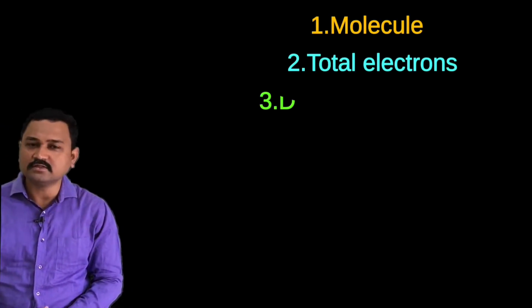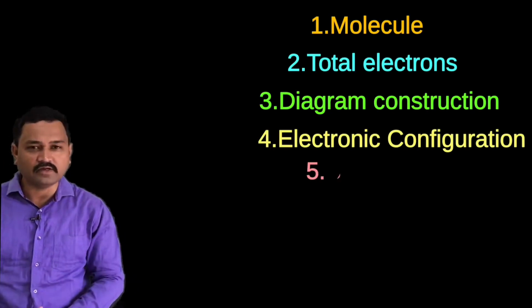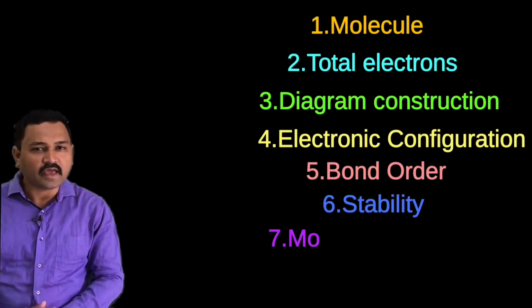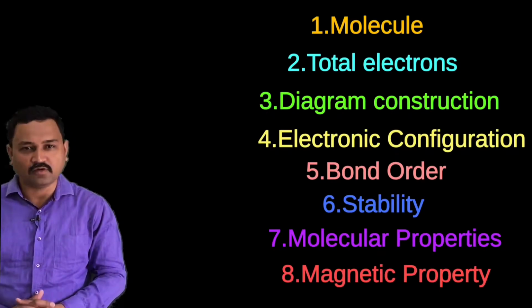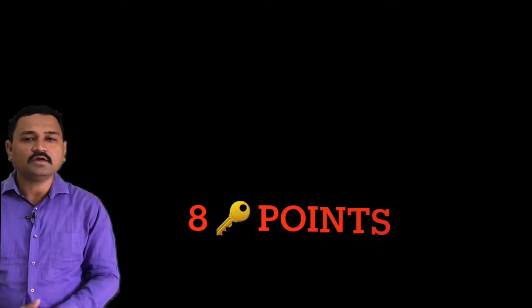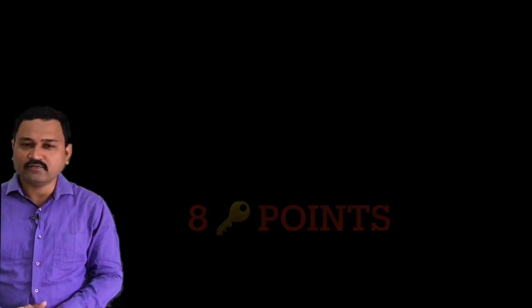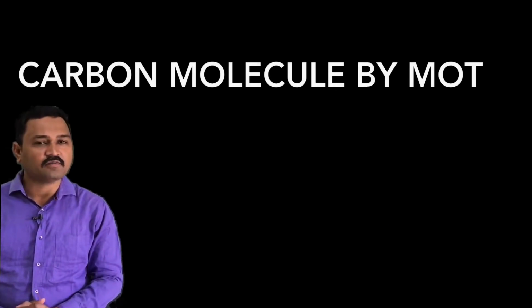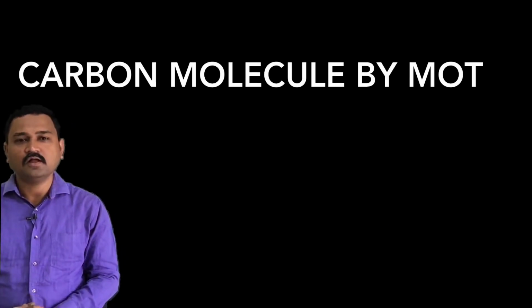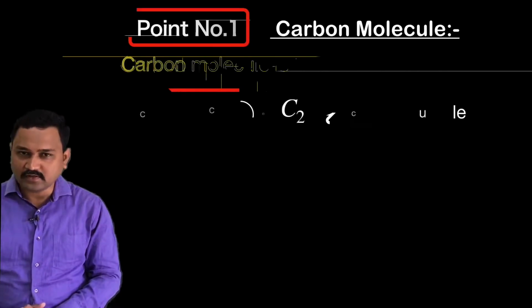If you follow all my videos, from the few previous lectures we are discussing the same with different molecules, and there we generally considered 7 to 8 simple points by which you can simply explain the formation of any molecule. So here we are also going to explain the 8 simple points by which we can simply explain the formation of carbon molecule. So let's start with point number first.